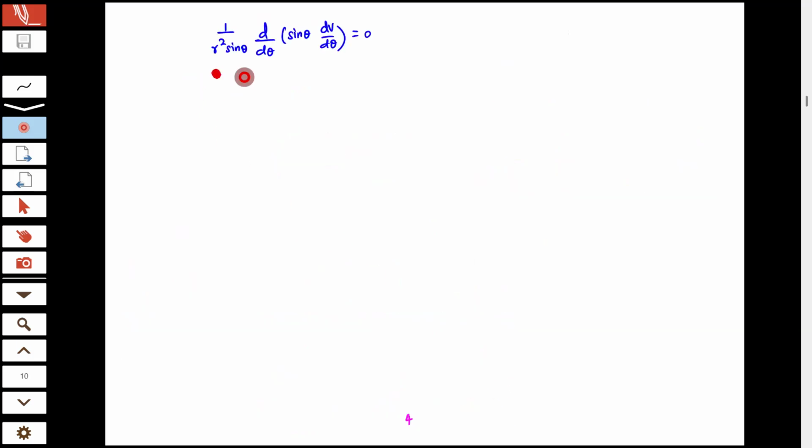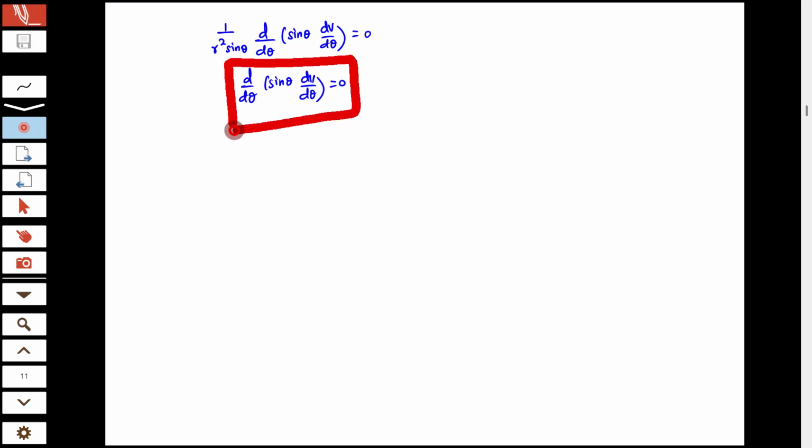Thereby, we can start doing the integration to get the potential V, which is a function of theta. Now, in this case, this term 1 by r squared sine theta can be multiplied with the right-hand side. It has to be brought to the right-hand side, which will make the term in the right-hand side 0. You'll have differential element d by d theta into sine theta of dV by d theta equals 0.